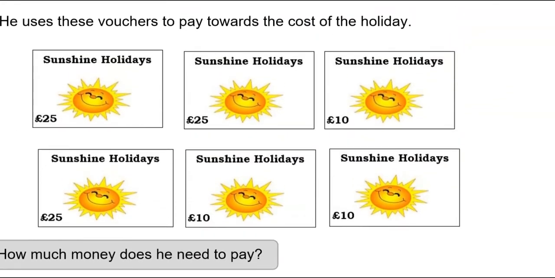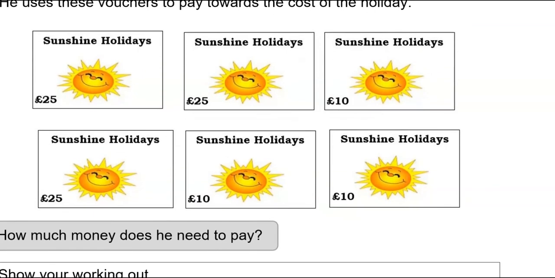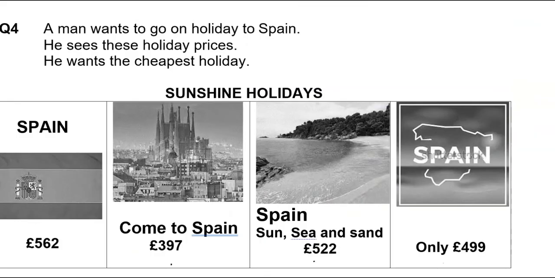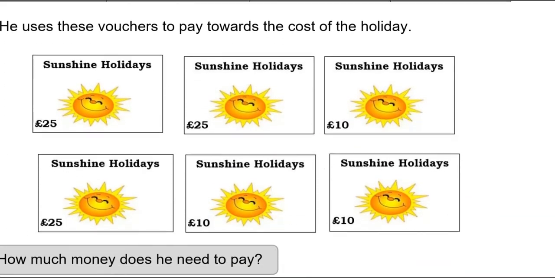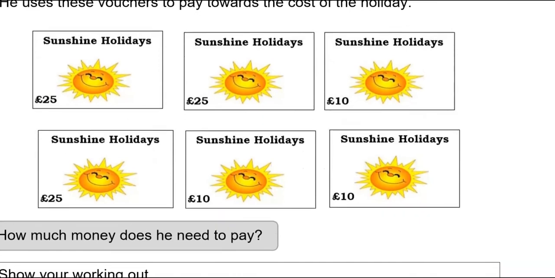He uses these vouchers to pay towards the cost of the holiday. How much money does he need to pay? Show your working out. So first of all, we need to decide on which one he's going to go to. We've got him wanting the cheapest holiday. So out of them 4, the cheapest is this, £397.